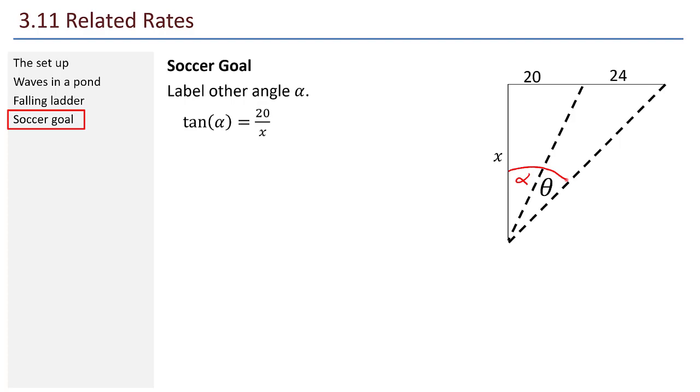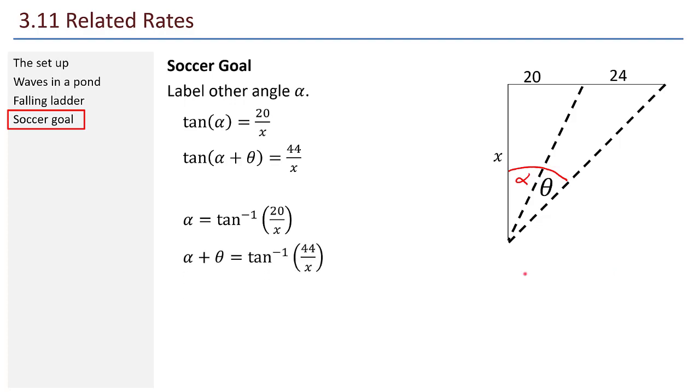And I can look at the angle that has everything. The tangent of alpha plus theta, that's 44 over x. Do you see what we will do next? Let's solve for alpha by taking tan inverse of both sides. Similarly, solve for alpha plus theta by taking the tan inverse of both sides. Now I can solve for theta. Theta is tan inverse of 44 over x minus tan inverse of 20 over x.